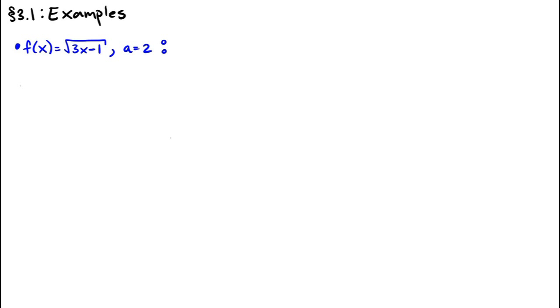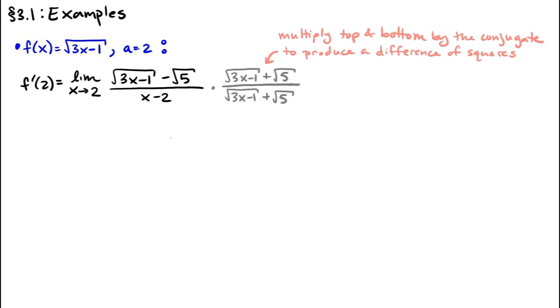Consider this example where f of x is the square root of 3x minus 1 and a is 2. To calculate the derivative of f at 2, we start with setting up this limit. As always with derivatives, substitution is going to give us the form 0 divided by 0, but now we don't have a polynomial, we have something with square roots on top, and that reminds us of a strategy we've seen before. That is to multiply on top and bottom by the conjugate of that square root thing, because then in the numerator we're going to produce a difference of squares.